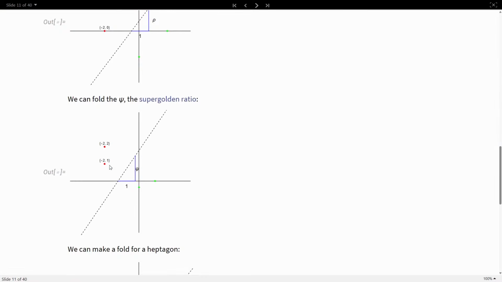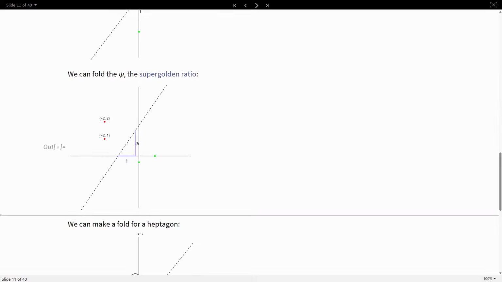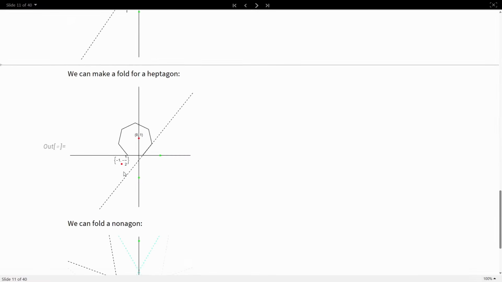Start with -2, 1 and -2, 2 and make a fold onto the y and x axis. You get the super golden ratio, as shown here. As an aside, we can also make the heptagon with -1, -1/2, and 0, 1. Folding those gives these 2 points in this fold, which is one line of the heptagon.